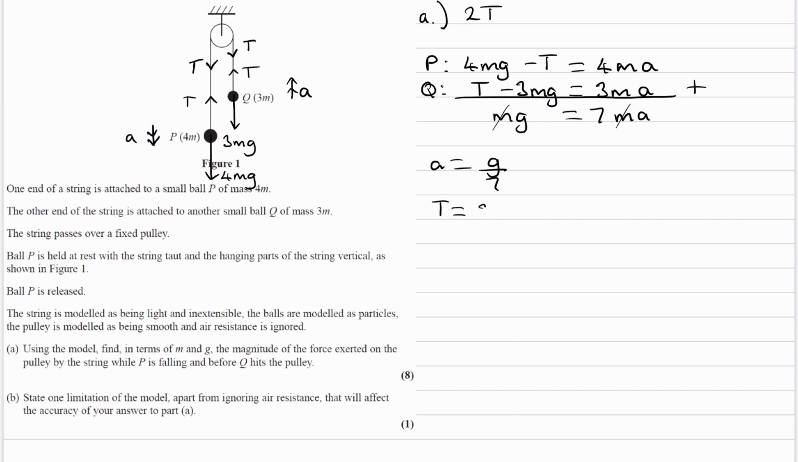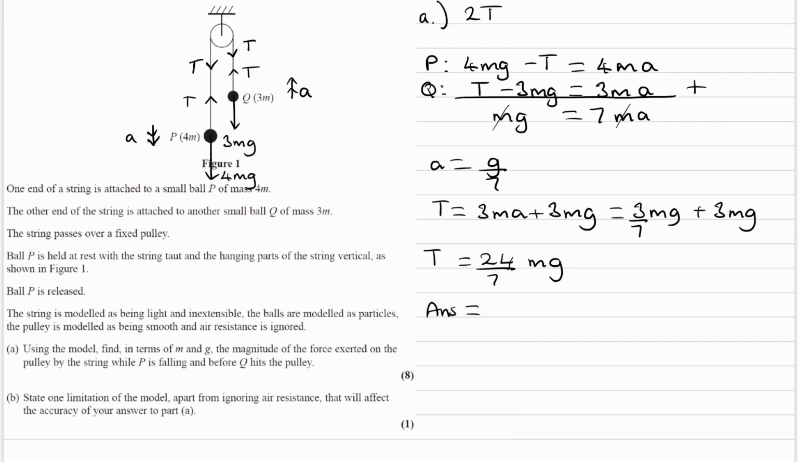If I rearrange that, T is equal to 3ma plus 3mg. So this is the second equation rearranged. I'll put in a as g over 7, so we get 3mg over 7 plus 3mg. 3 over 7 plus 3 would be 24 over 7 mg. And then the answer is 2T, so we just times this by 2. So our answer, the force on the pulley, would then just be 48 over 7 mg. The tension just multiplied by 2.